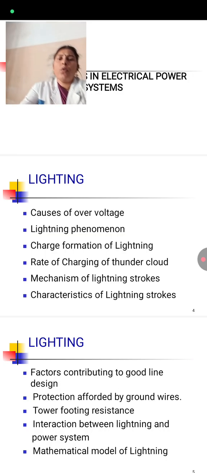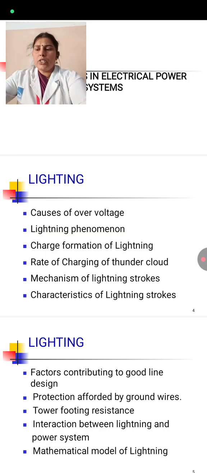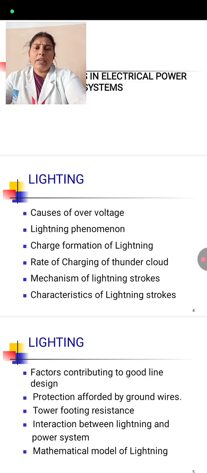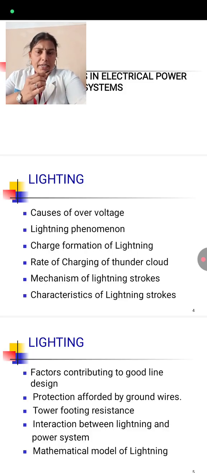The causes of overvoltage are lightning phenomena, the charge formation of lightning, rate of charging of a thundercloud, mechanism of lightning strokes, characteristics of lightning strokes, and the factors contributing to good line design, protection afforded by ground wires, tower footing resistance, and interaction between lightning and power systems.